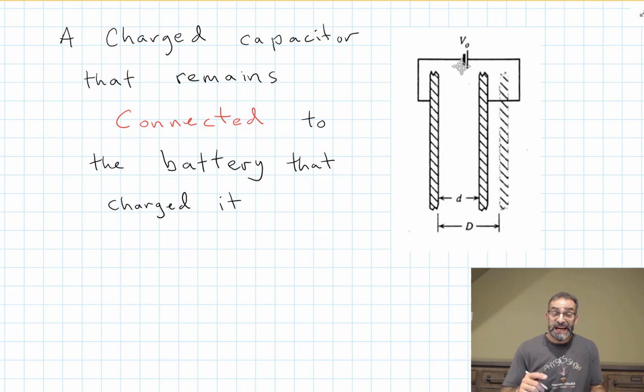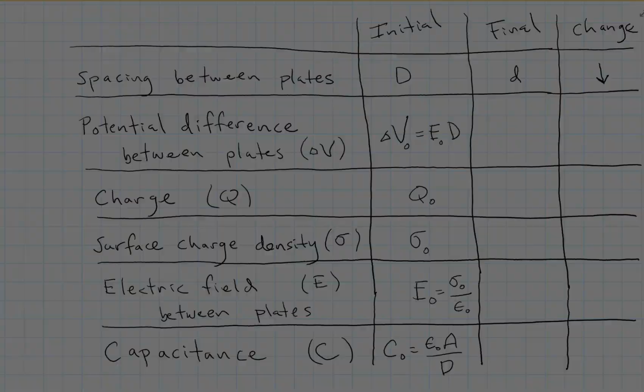Let's do it again, but this time we'll leave the battery connected. We're going to take a capacitor that's connected to a battery and has spacing capital D, large distance between the plates, and leave it connected to the battery while we push those plates together to make the spacing smaller between the plates. And it'll be connected to the battery the entire time. Let's see what happens in this case.